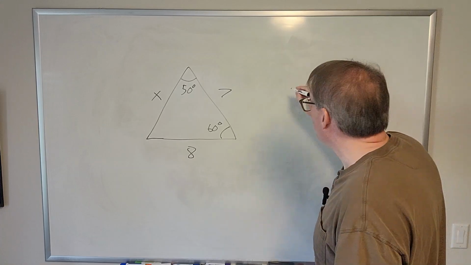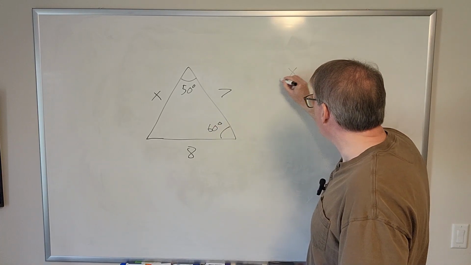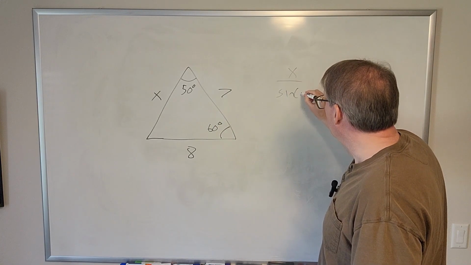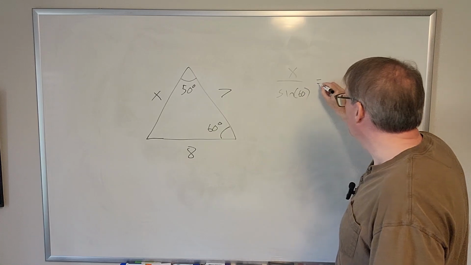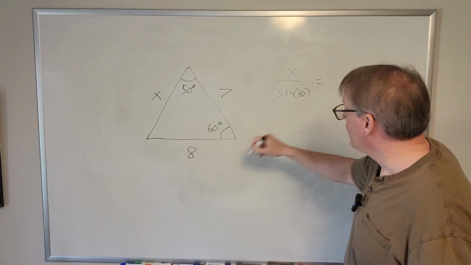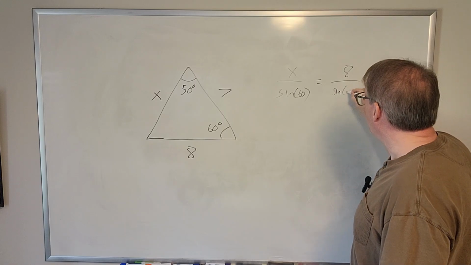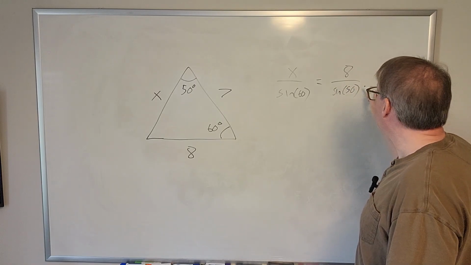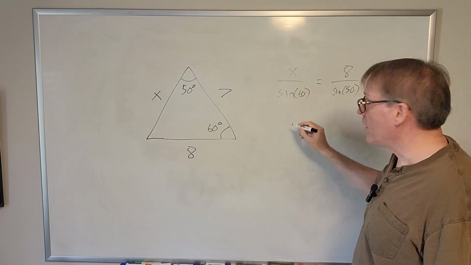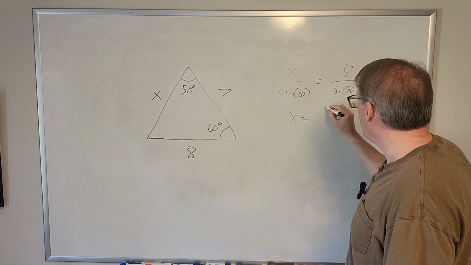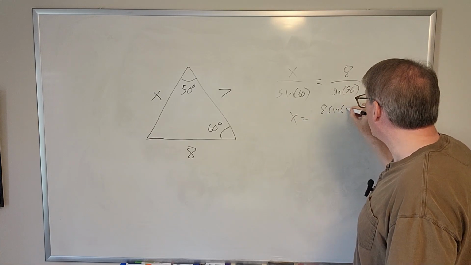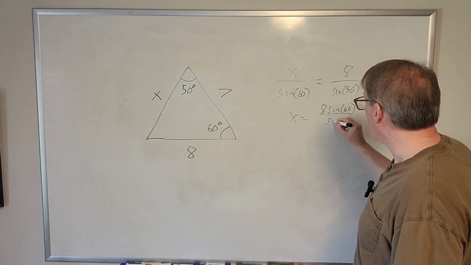All right. Well, we're looking for x. I would start with x on top. X over the sine of the angle opposite of it, which is 60, and that's going to be equal to 8 over sine of 50. And then we just multiply both sides by sine of 60. And you have x equals 8 times the sine of 60 over the sine of 50.